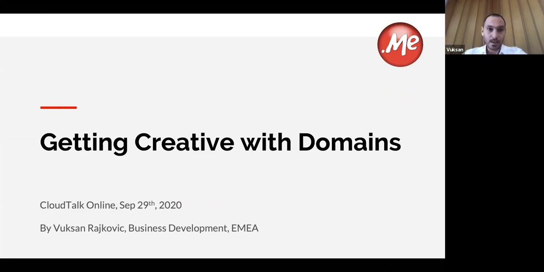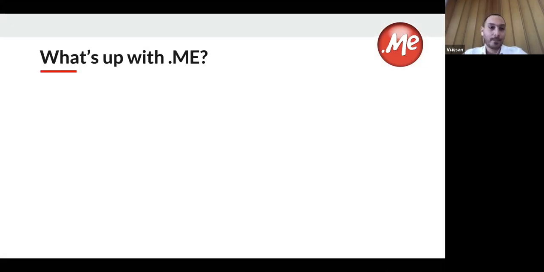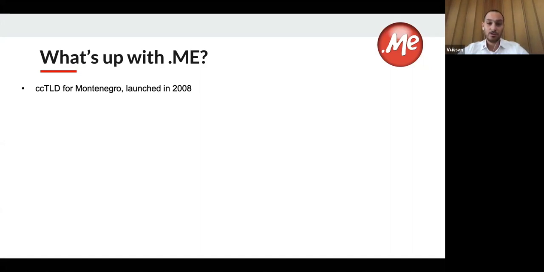So, what's up with .me? Well, .me is the country code domain name for Montenegro, and it was launched in 2008 when the country of Montenegro restored its independence. So basically .me for Montenegro is the same as .com.tr is for Turkey, .de is for Germany, and .fr is for France. We have about 1 million domain names.